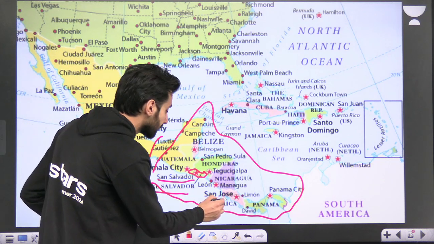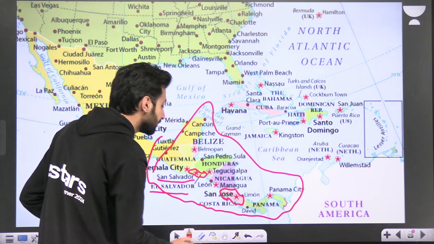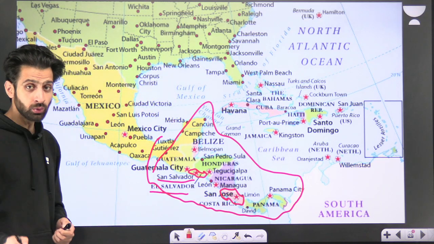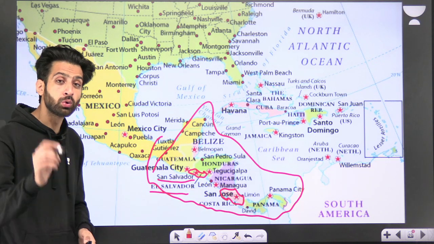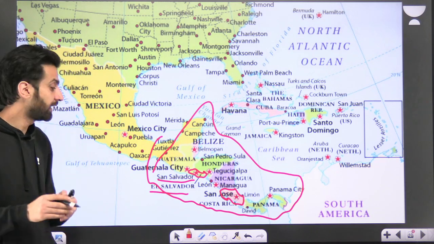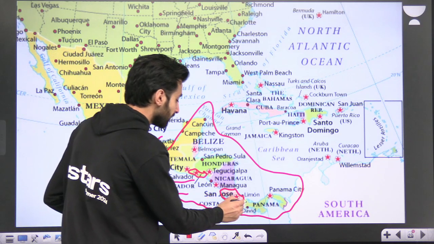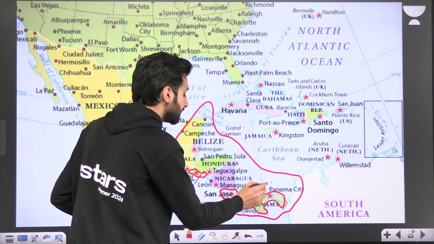Then there is one more important country, that is Costa Rica, and the capital is San Jose. Don't get confused when we learn about one more country. This is San Jose, J-O-S-E. San Jose is the capital of Costa Rica. And one more important is Panama, and the capital of Panama is Panama City.